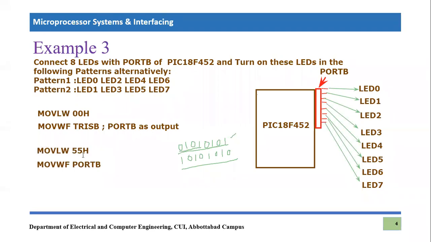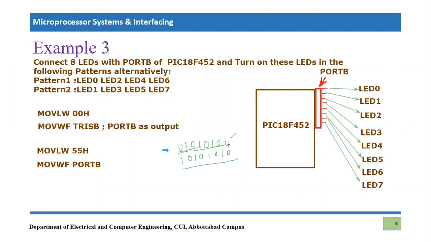So that means, first of all, this information is sent. What information? 55 to port B. That means this LED, this LED, this LED, this LED, right? This is the first pattern that we are going to use, right? And next pattern would be what? To switch them, we just have to what?